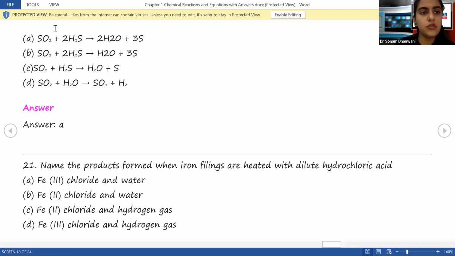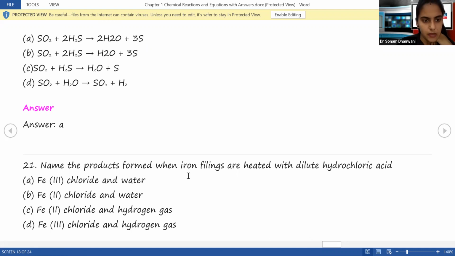This is balanced also. Now see, how many S are there? One here, 2 here. So 3S is liberated. How many H are there? 4 and 2 oxygen. So yeah, here also you have 4H and 2 oxygen. Okay? So it's a balanced reaction. Let's go ahead.